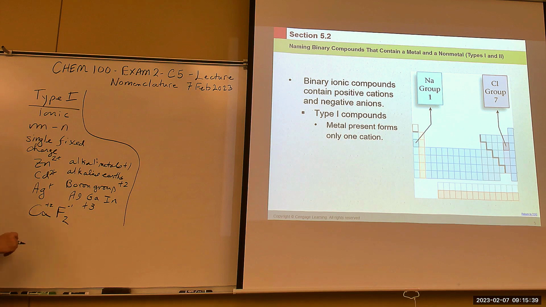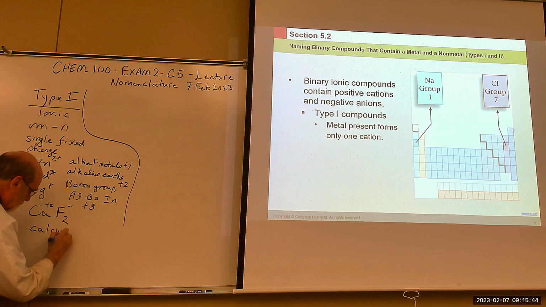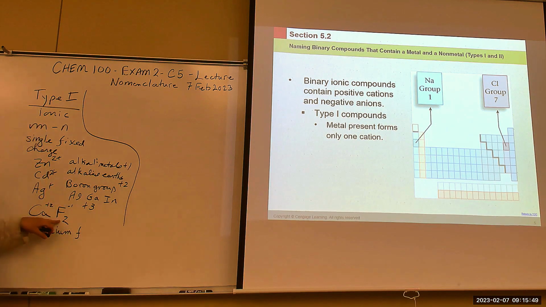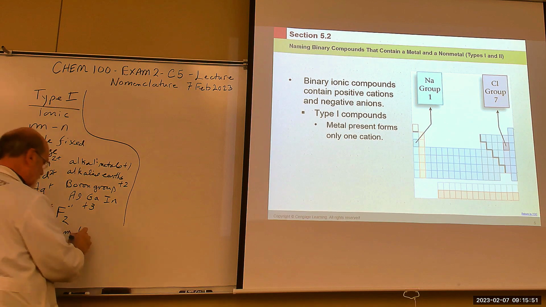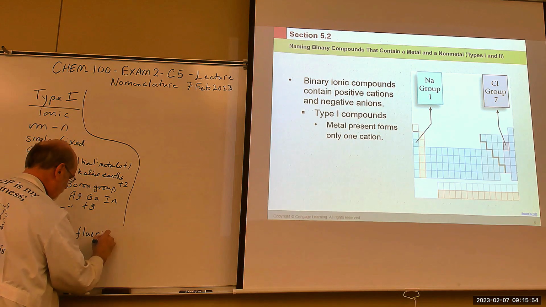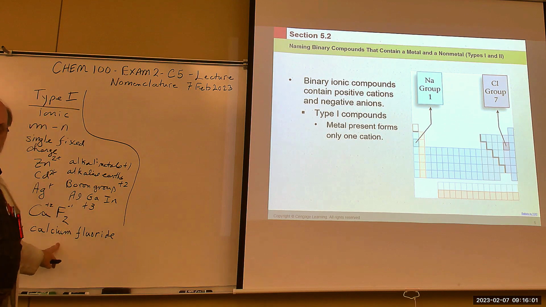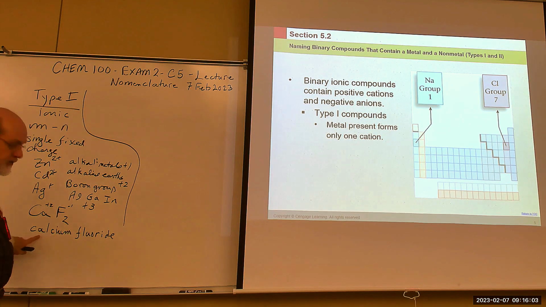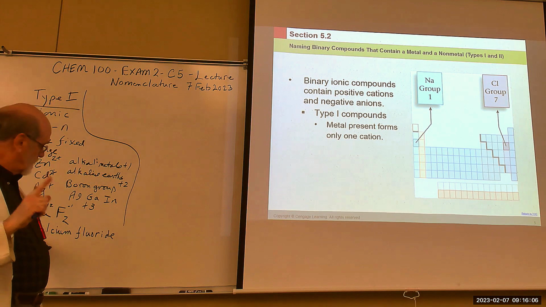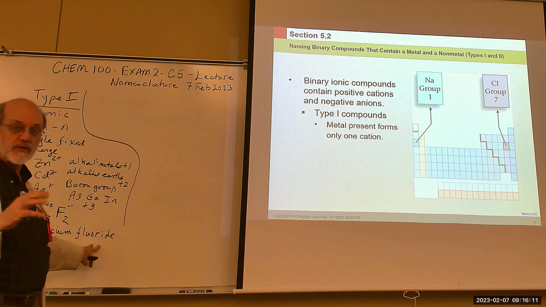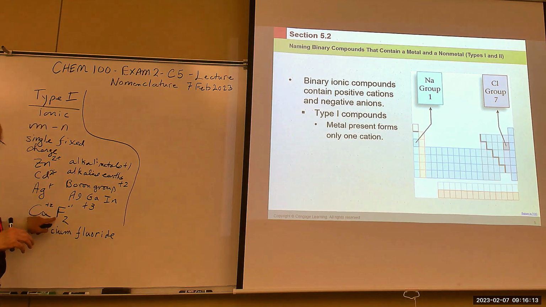So how do we name that compound? This would be calcium, and we change the ending for the anion with an IDE on the end. Calcium fluoride. The type 1 compounds are only written this way because the calcium can only have one possible charge. The fluorines only have one possible charge, and all you have to do is balance the charge to write the compound correctly.